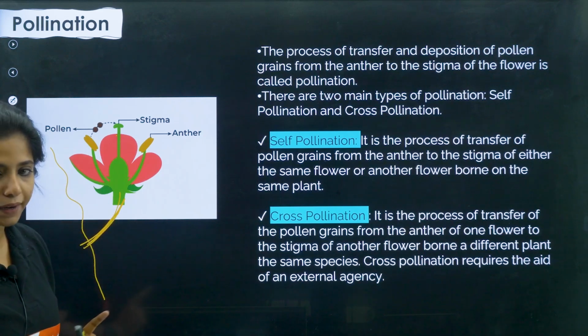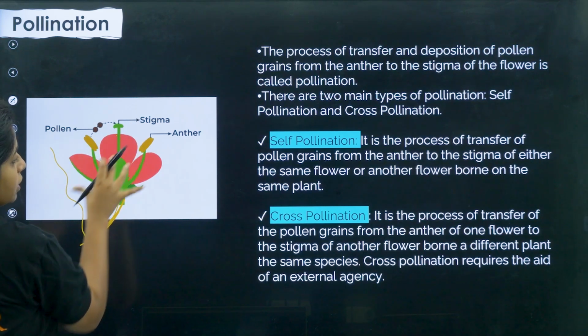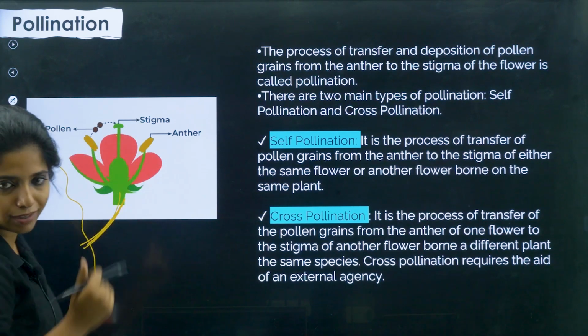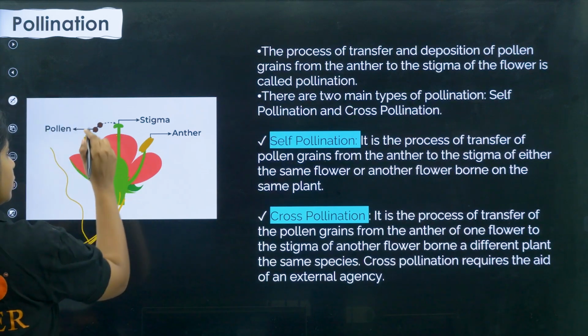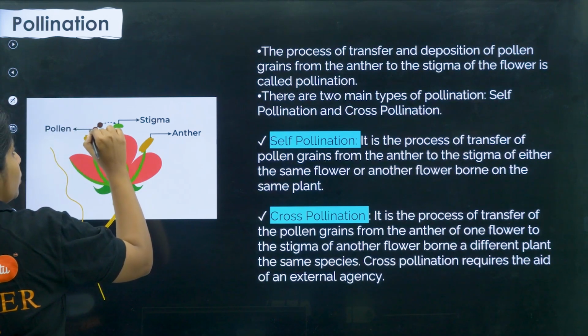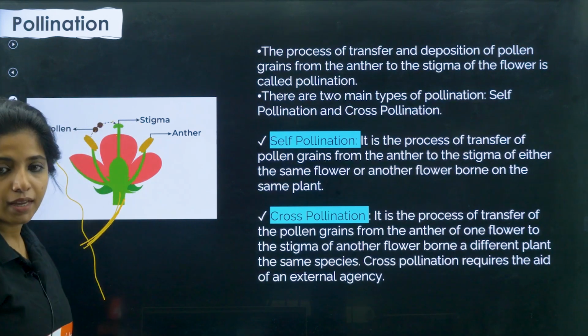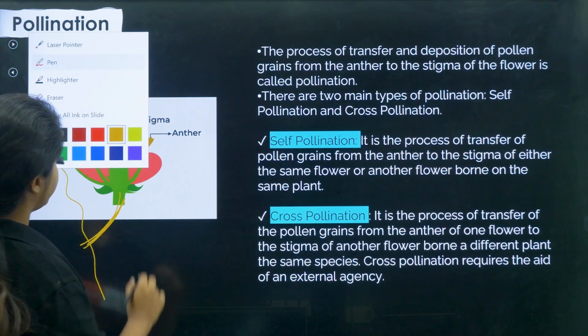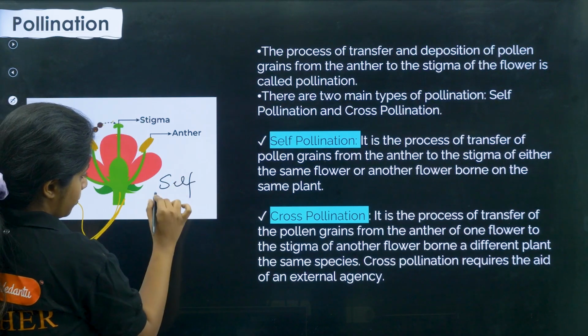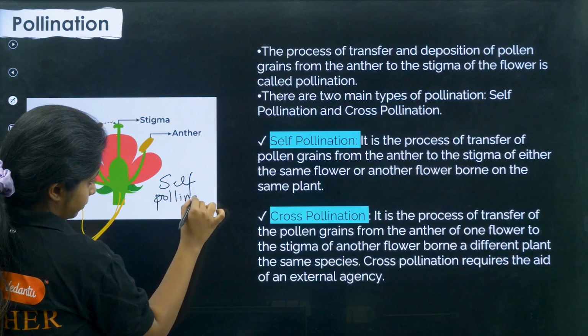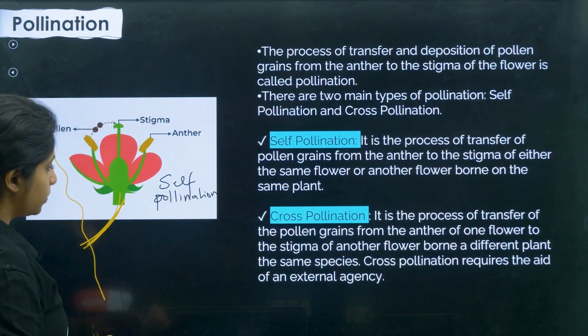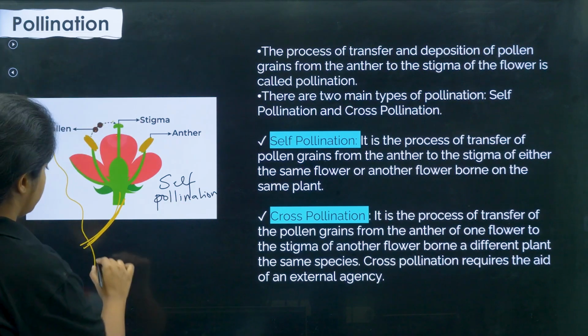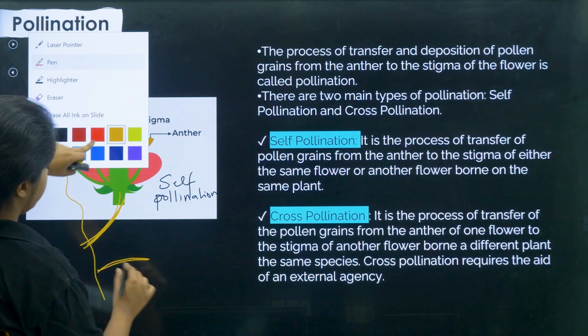This is a flower of a plant, and this flower is a bisexual flower because it has both of the sexes. Now, from here to here, in the same flower, the pollen grains are moving to the stigma. This is known as self-pollination.